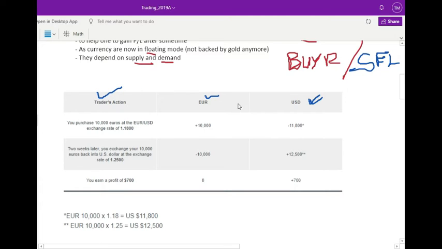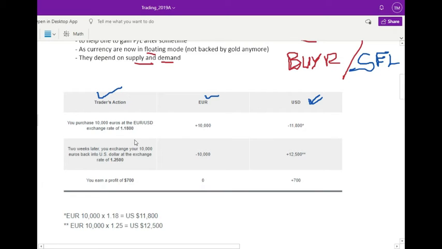So most of the time, influencers say "purchase a pair." You don't purchase a pair. Of course, we talk about purchasing a pair, but it's the wrong way of saying it, right? You purchase one thing using something else. You're purchasing euros using USD, or American dollars. So you purchase 10,000 euros at the EUR/USD exchange rate of, say, 1.18.